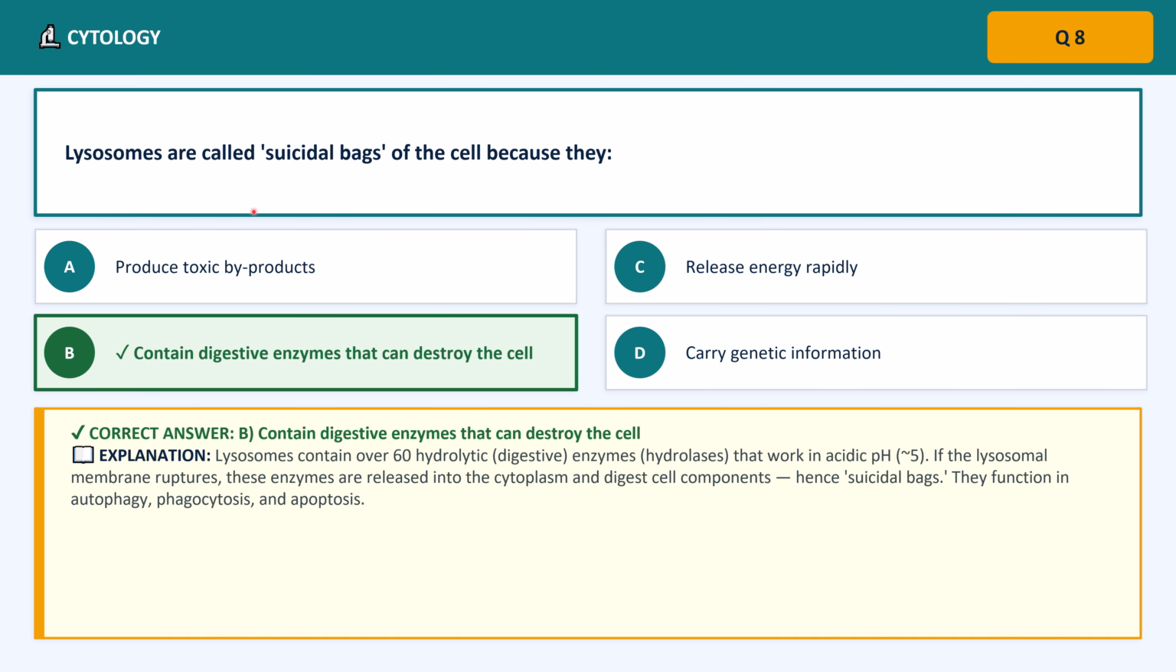Question 8. Lysosomes are called suicidal bags of the cell because they, it's option B, contain digestive enzymes that can destroy the cell. Explanation: lysosomes contain over 60 hydrolytic digestive enzymes, hydrolases, that work in acidic pH of 5. If the lysosomal membrane ruptures, these enzymes are released into the cytoplasm and digest cell components. Hence, suicidal bags. They function in autophagy, phagocytosis, and apoptosis.